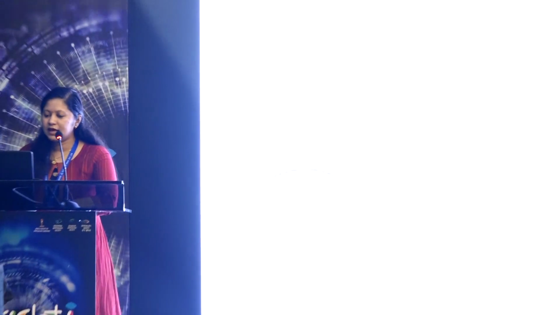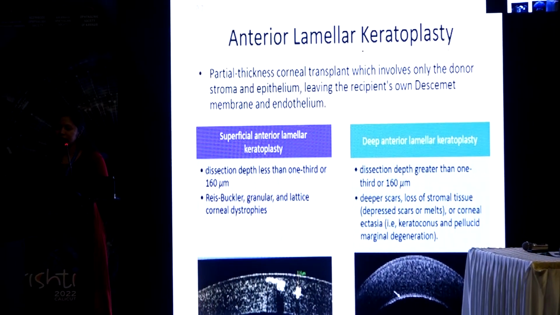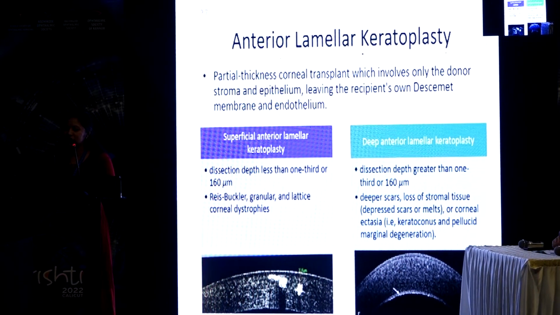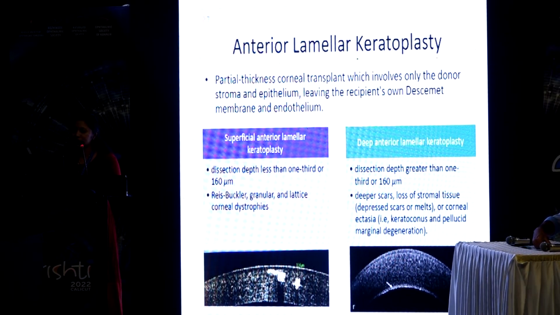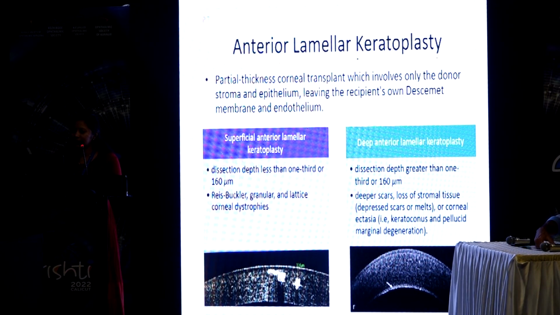In anterior lamellar keratoplasty, we can see the anterior part of the cornea is replaced with the donor tissue. So this can be again divided into superficial anterior lamellar keratoplasty, where the dissection depth is less than 1/3, that is 160 microns. It's done in superficial corneal dystrophies like Reis-Bücklers, granular, lattice dystrophy. In deep anterior lamellar keratoplasty, dissection depth is greater than 1/3. It is done in deeper scars, in keratoconus, pellucid marginal degeneration, etc.